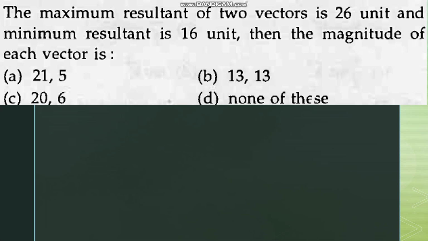The maximum resultant of two vectors is 26 units. The minimum resultant is 16 units. Then the magnitude of each vector is? We need to find the magnitude of each vector. Option A is 21, 5. Option B is 13, 13. Option C is 20, 6. Option D is none of these.